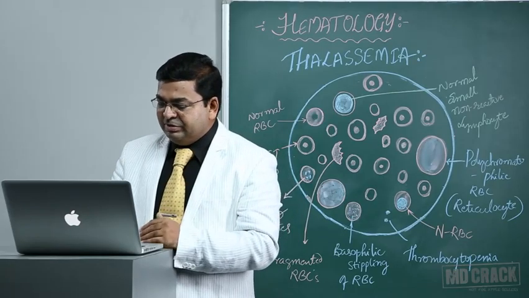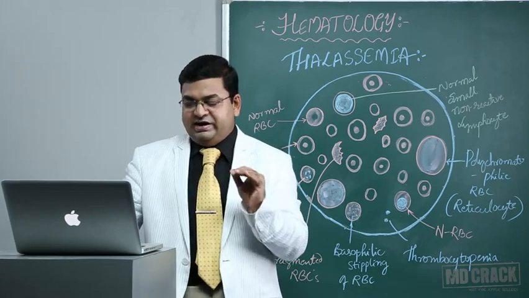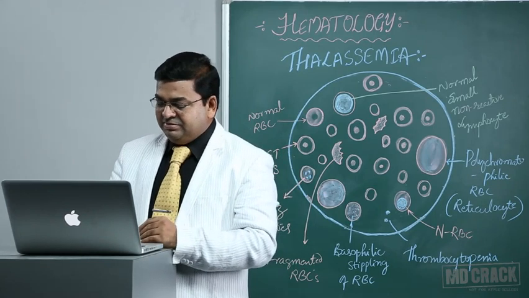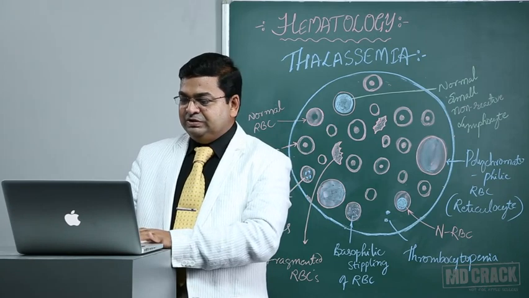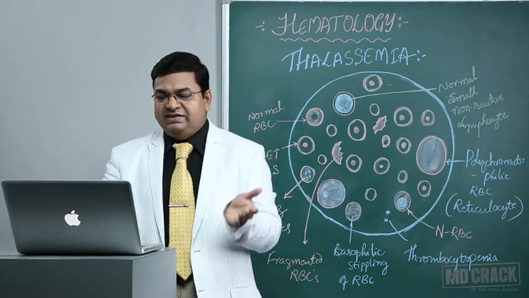Detection of this particular entity, beta thalassemia minor, is important mainly to rule out iron deficiency anemia. Otherwise it appears exactly the same. And sometimes it is also important for genetic counseling of prospective mothers. Let us have a look at the second entity, that is alpha thalassemia.